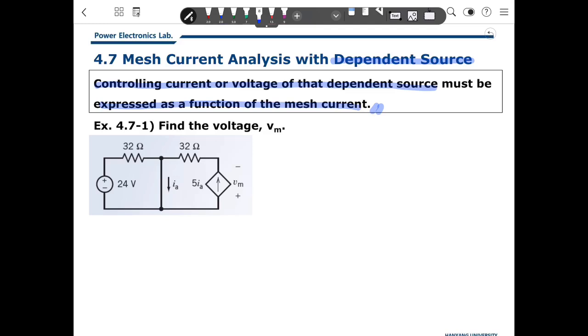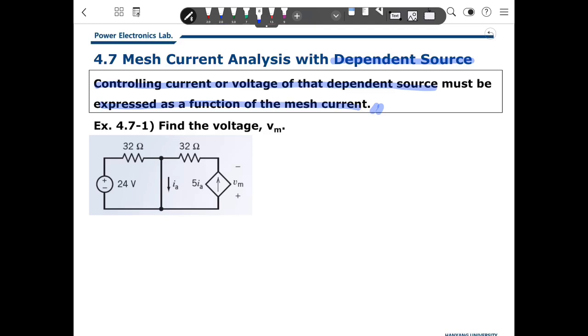The technique of mesh current analysis is the starting point. The idea of mesh current analysis is that all variable voltages or currents should be written with the redefined mesh currents. So even though there is a dependent source, the value of the dependent source should be written with the mesh current. Then the problem is the same as the previous ones we discussed before.